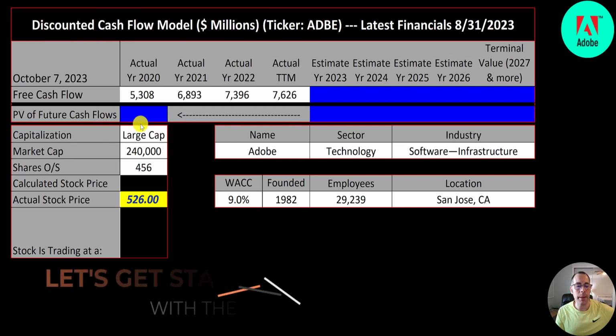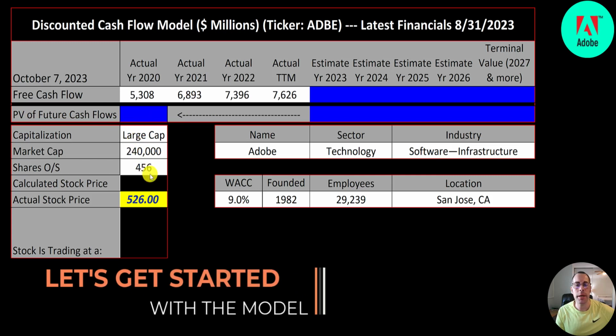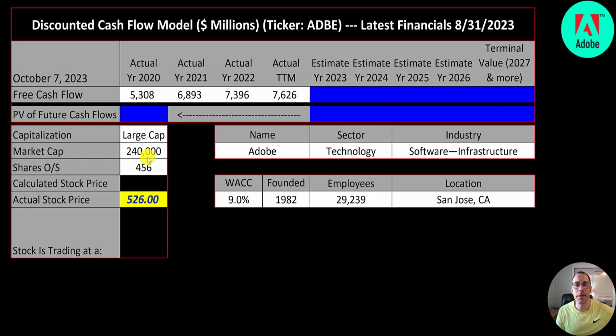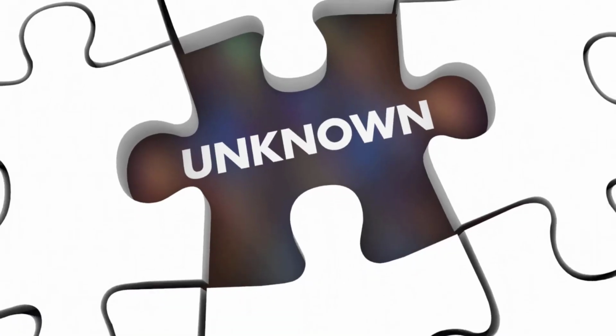This is a large cap company, 240 billion market cap. They're trading at $5.26 a share, and they have 456 million shares outstanding. Let's look at their financials.